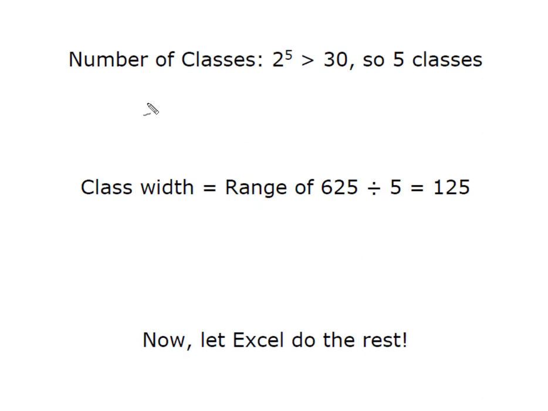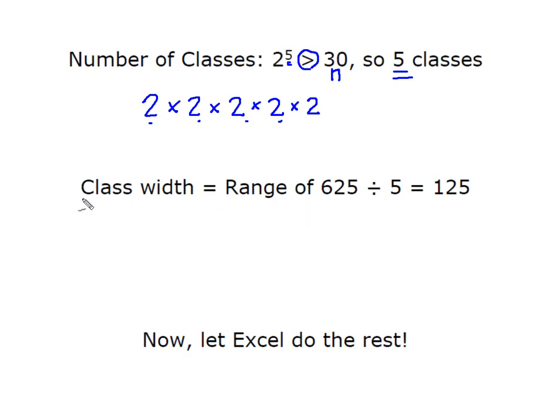What I did was I simply took 2 times 2 is 4, times 2 is 8, times 2 is 16, times 2 is 32. And so that got me to greater than my n because I had 30 rivers. And this 5 represents this: 1, 2, 3, 4, 5. So I have 5 classes.